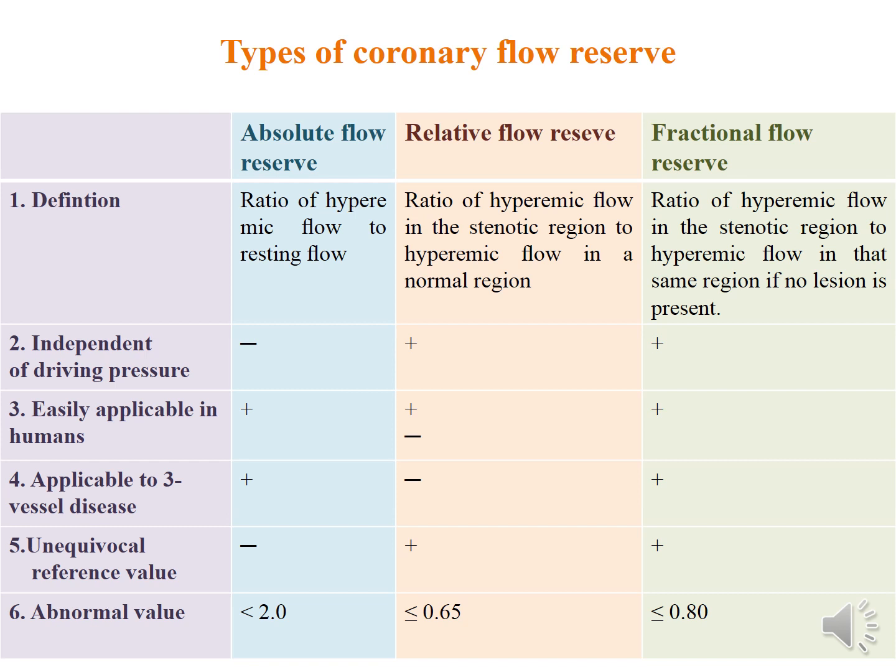Fractional flow reserve is the ratio of hyperemic flow in the stenotic region to hyperemic flow in that same region if no lesion is present. Independent of driving pressures, easily applicable in humans, applicable to three vessel disease, and the abnormal value is less than or equal to 0.80.